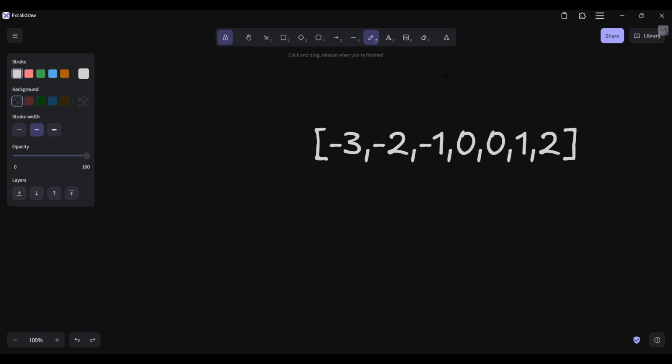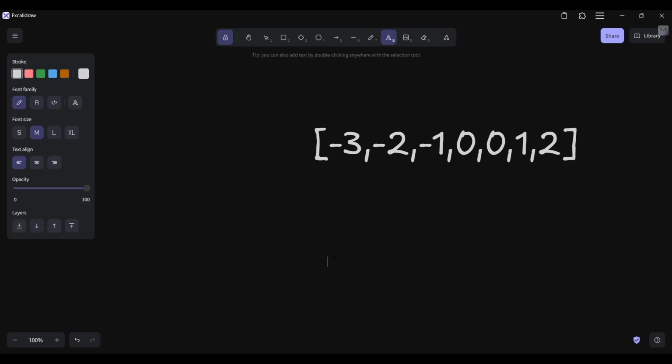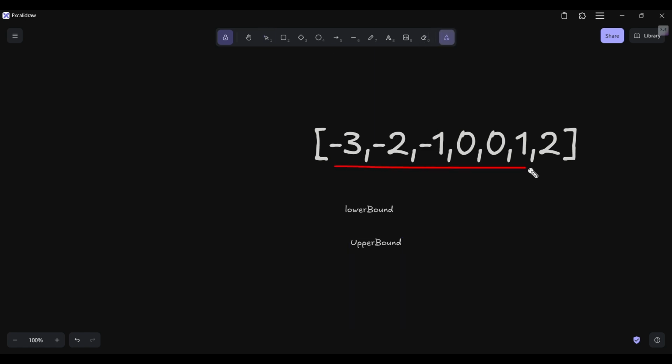So let's see how we can use binary search. I've taken this array here. For binary search there are two things you have to learn: one is lower bound, and the next is upper bound. First we will see what upper bound and lower bound are. Lower bound is basically the lowest number, let's take it for this array.